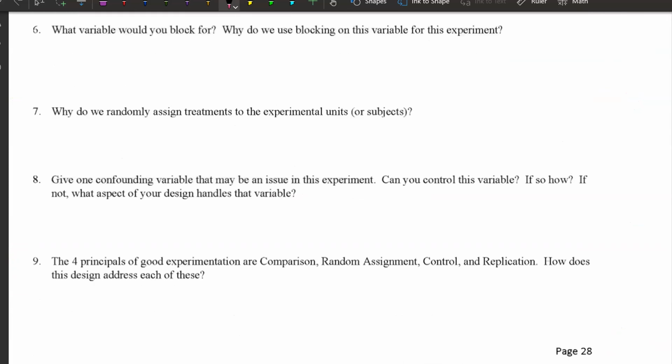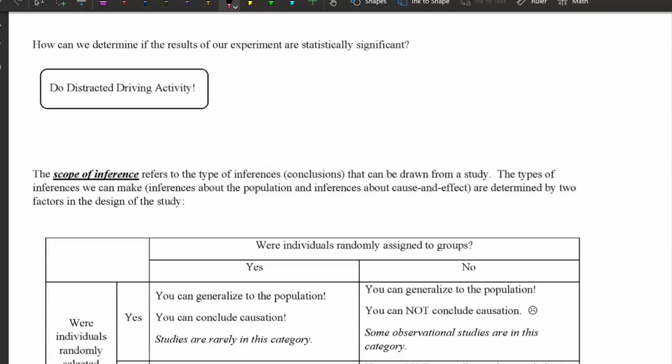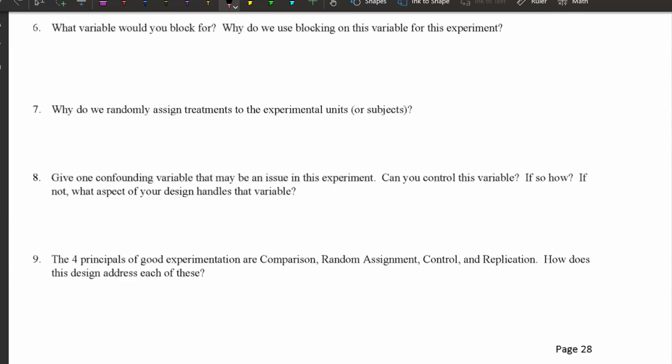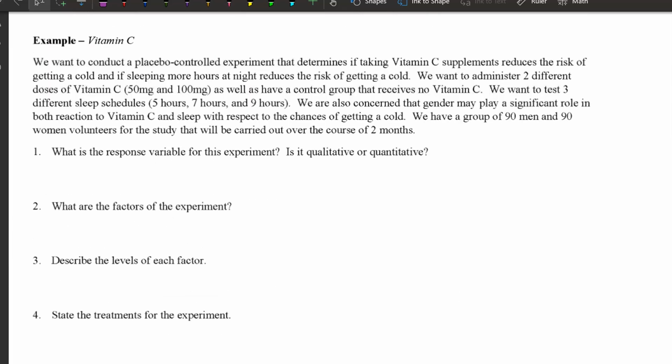All right. Got a nice long example. I don't want to do another video, but I don't think I can do this example in 5 minutes. Let's go to the next video.